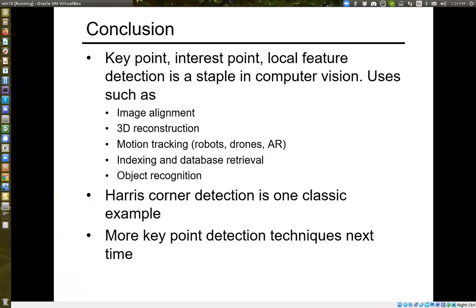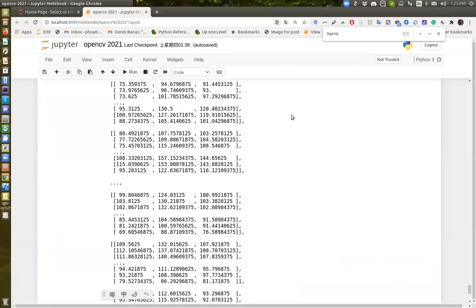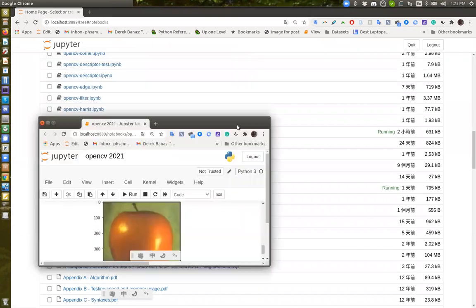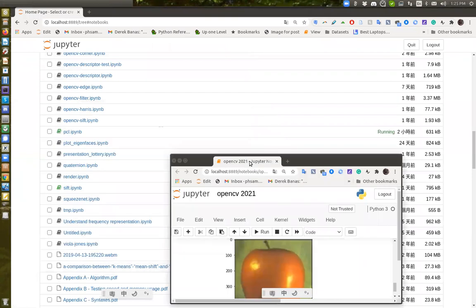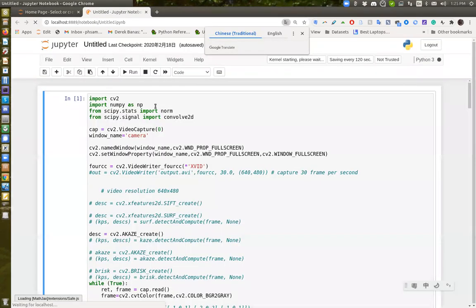Okay, so let me give a sample of the Harris corner detector. Let me start a new title here. Can I use a title here? Yeah, probably okay.